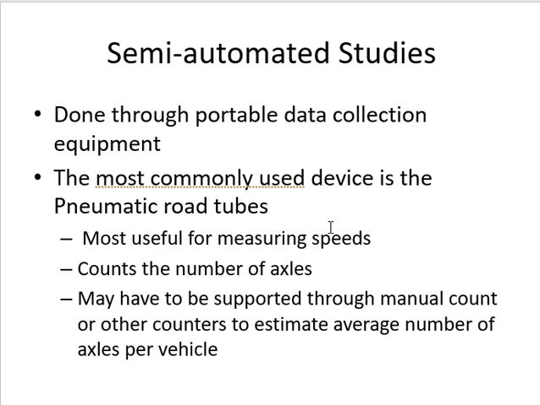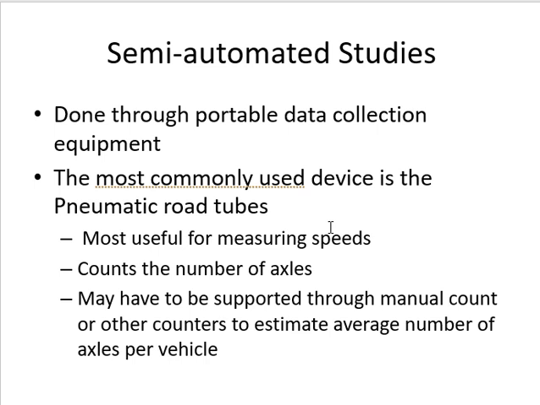One of the most popular equipment for semi-automated studies are portable pneumatic road tubes. They are used in Bahrain as well. I mentioned that earlier as well. You will see a black wire which is on the road. That black wire is the road tube. At the end of the black wire, there is a sensor. When the car passes over the black wire, it will record. So the pneumatic road tube can give you speed.